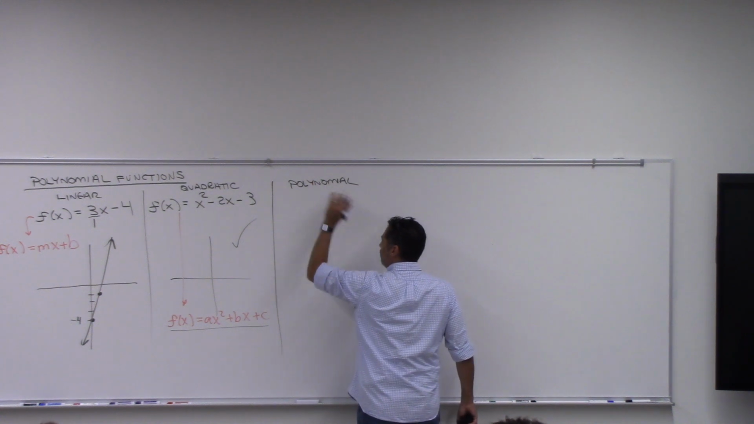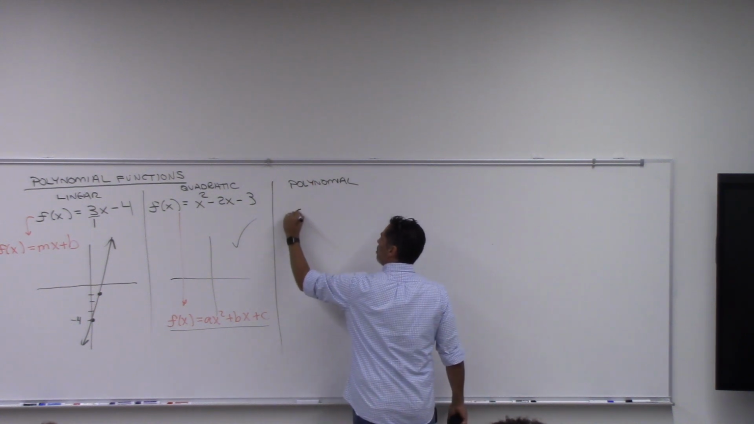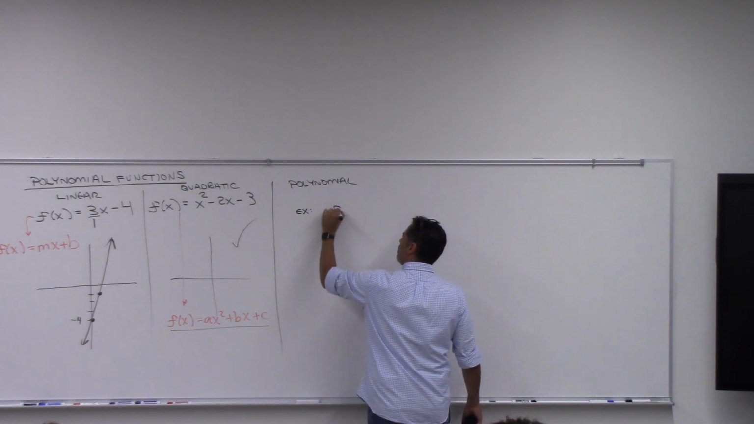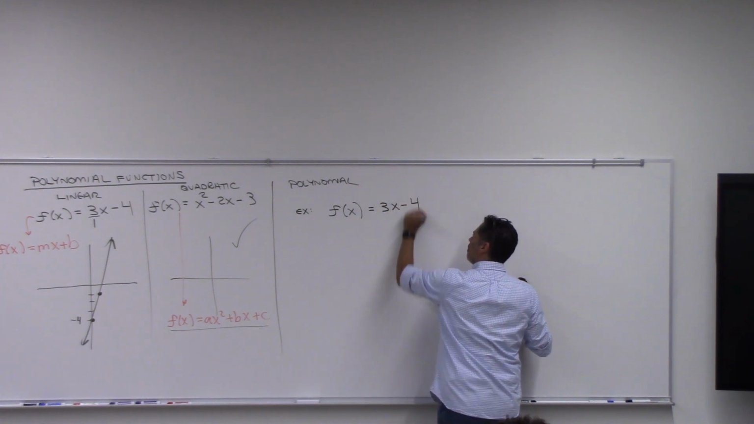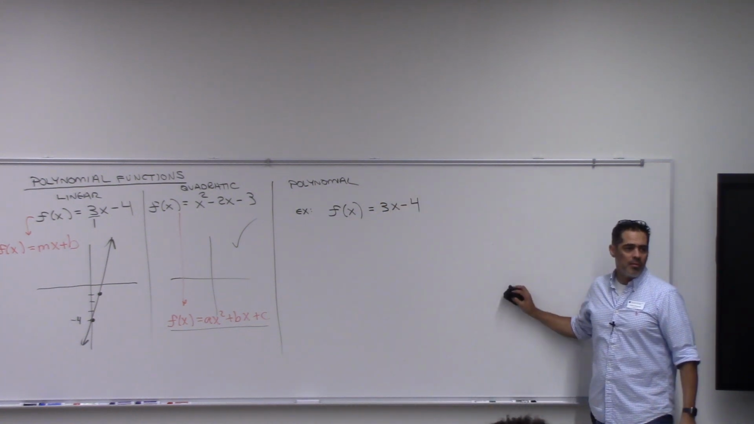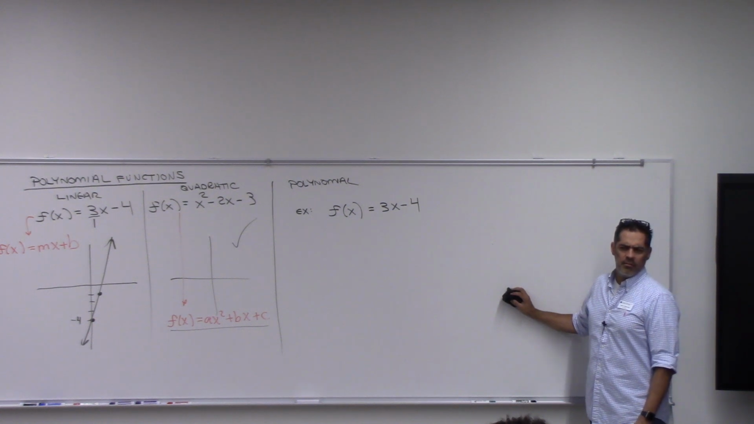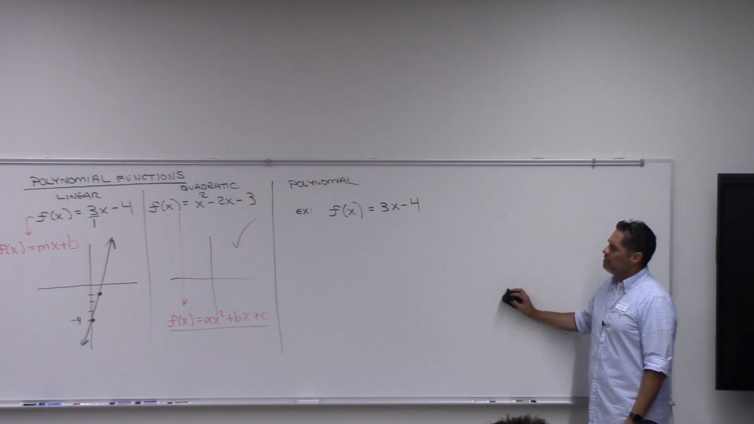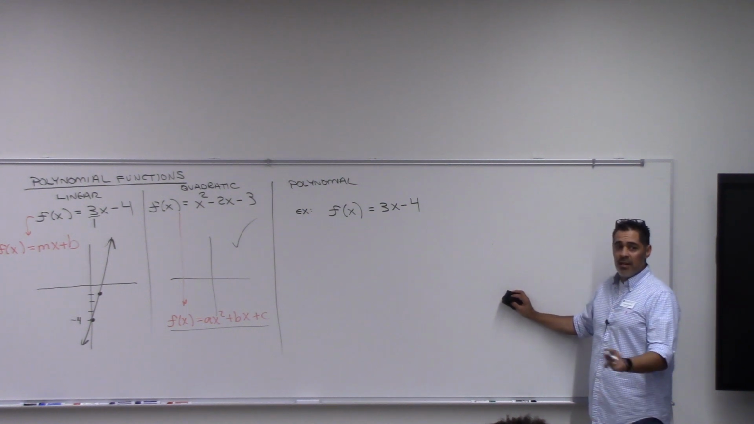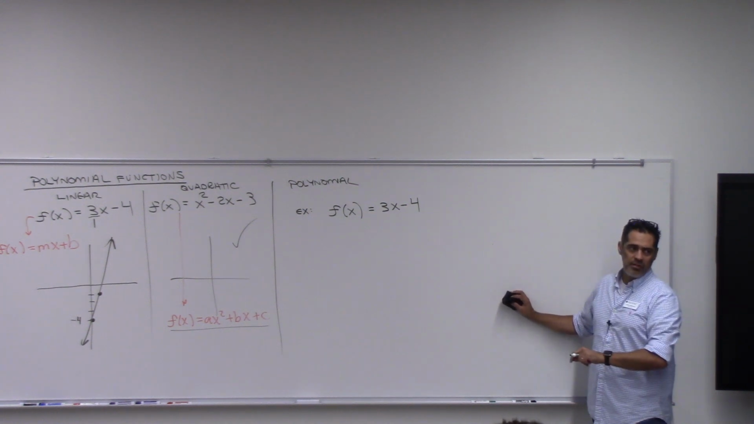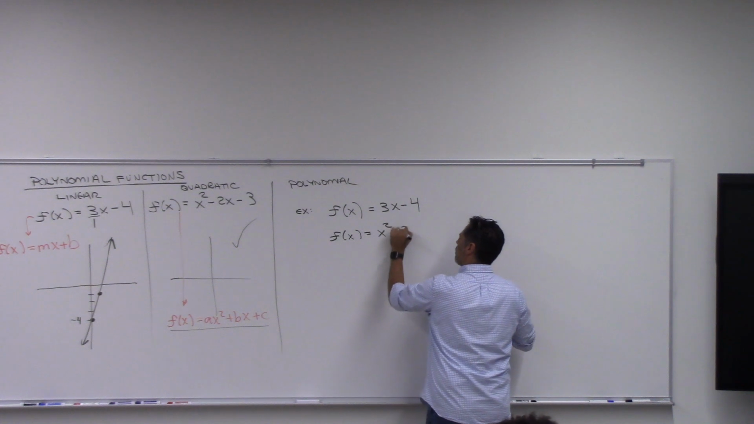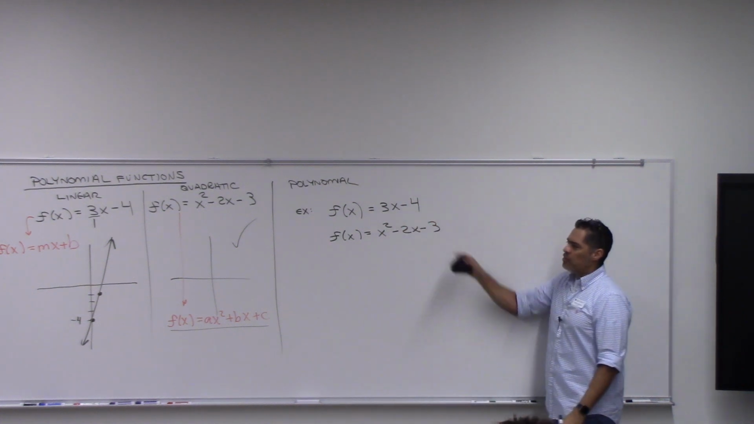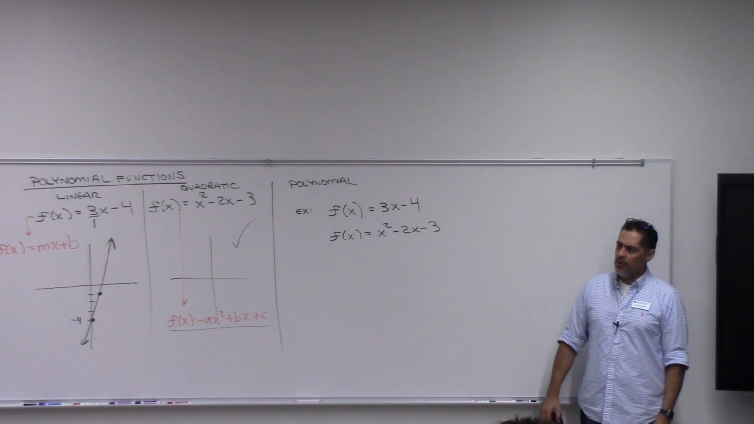Before I give you the polynomial definition, let me just give you some examples of polynomial functions. So here's an example of a polynomial function. Ready? That's an example of a polynomial function. Wait a minute. What kind of function is that? It's a linear function. So I'm now telling you that a linear function is actually a polynomial function. All right? Here's another example. That's quadratic. But that is also a polynomial function. Isn't a polynomial anything with a variable? Yeah, so what is a polynomial?